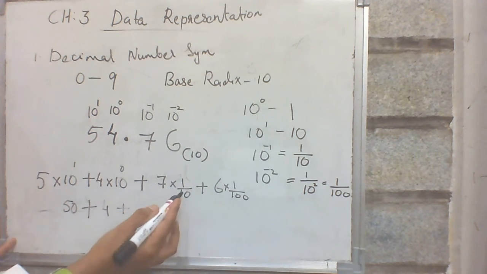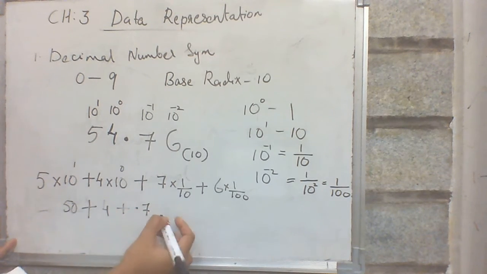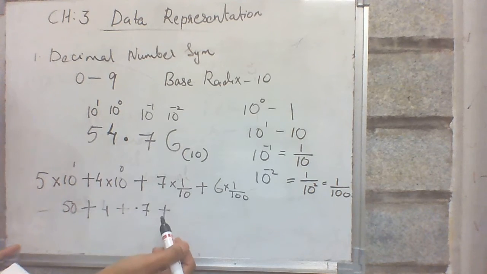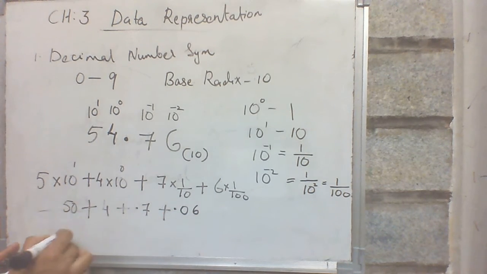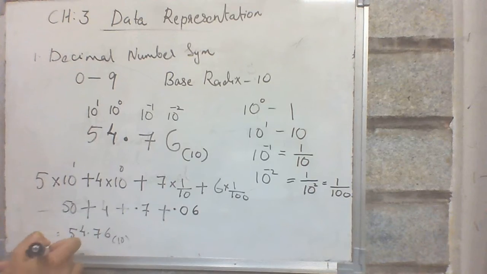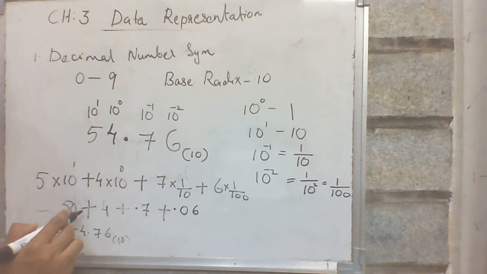Plus, what is the value of 7 by 10? 7 by 10 is equal to 0.7. Plus, what is the value of 6 by 100? It is equal to 0.06. Then we will get the value 54.76. We can represent a decimal number like this.